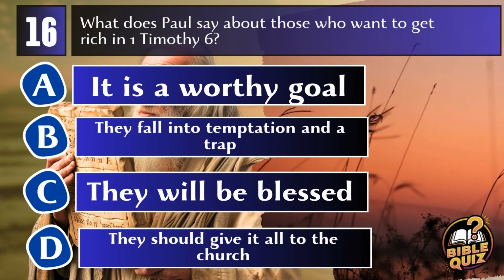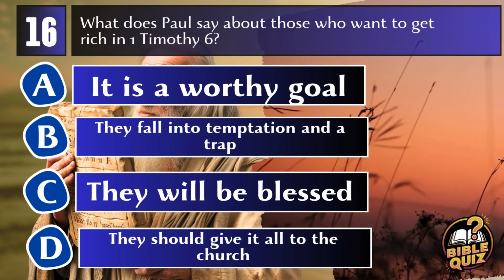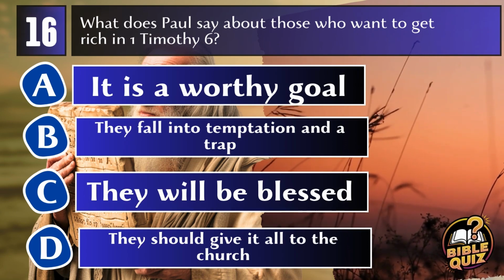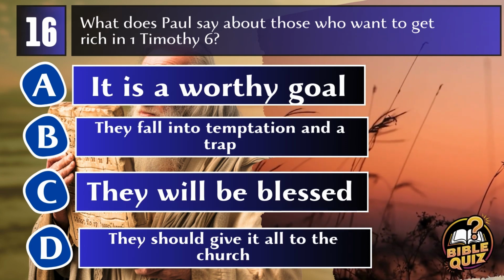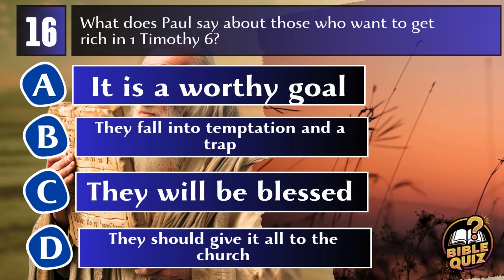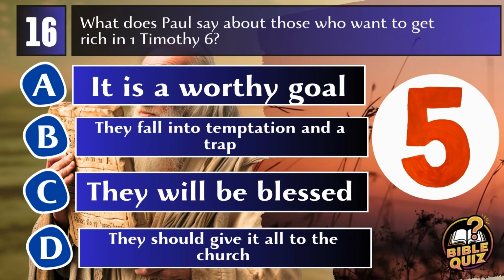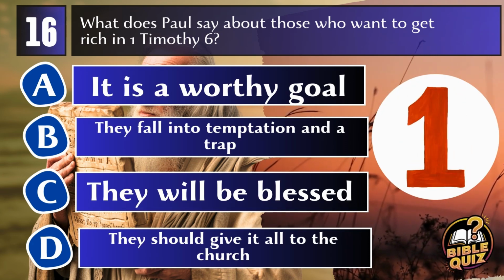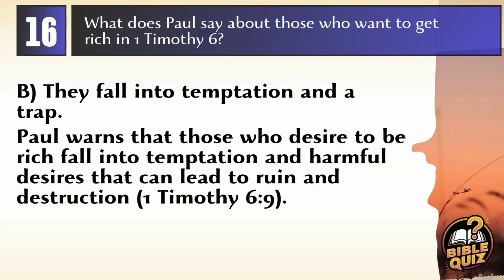Question 16. What does Paul say about those who want to get rich in 1 Timothy 6? A. It is a worthy goal. B. They fall into temptation and a trap. C. They will be blessed. D. They should give it all to the church. Answer. B. They fall into temptation and a trap.